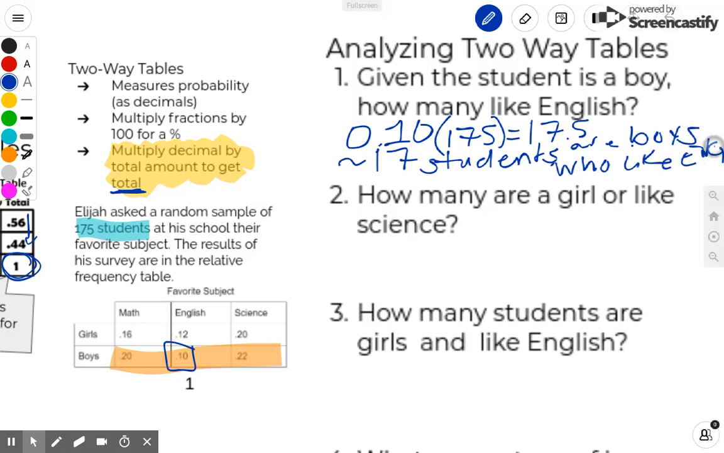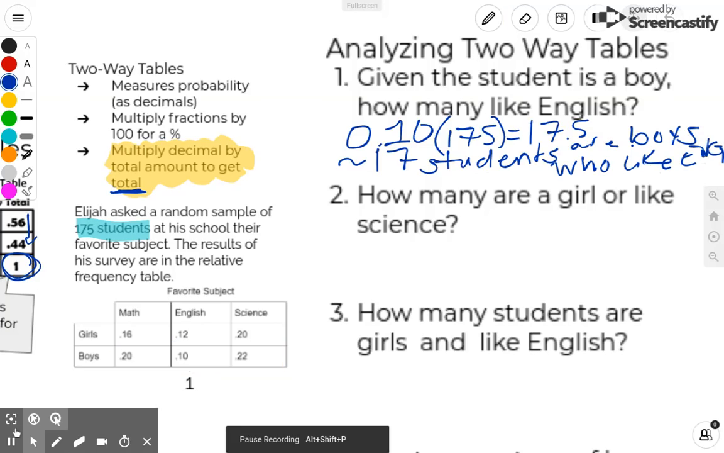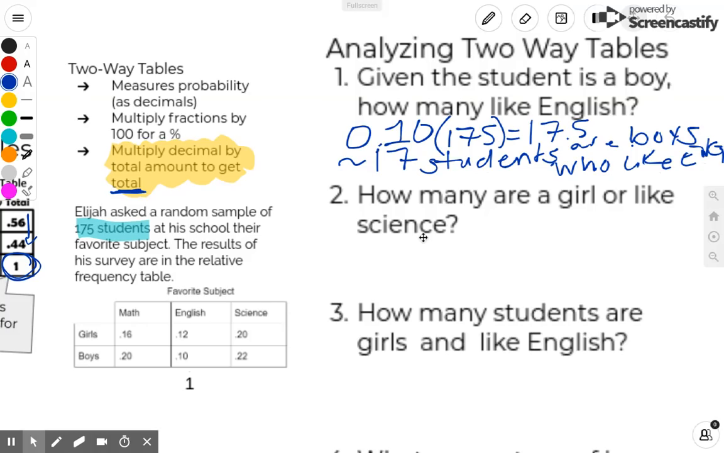That says English. Trust me on that. So the next problem says, how many are a girl or like science? The big word here is or. So they could be either of these things. They could be a girl. Here are all of our girls, and here are all the people that like science. It doesn't have to be both a girl who likes science, but it could be or.